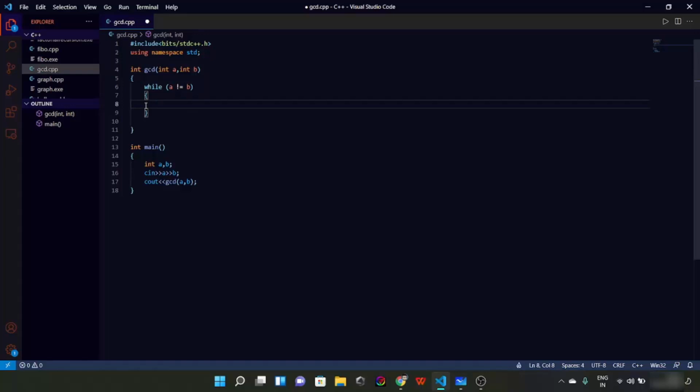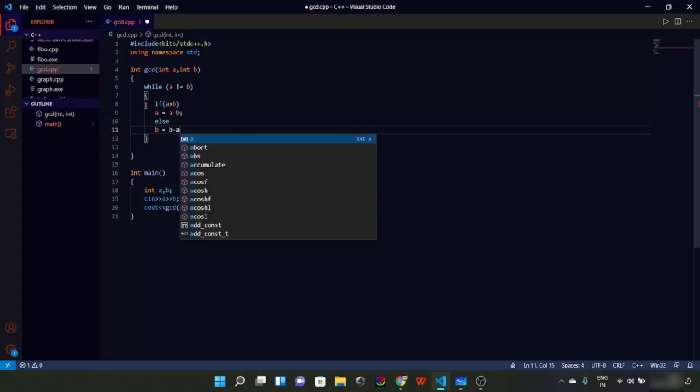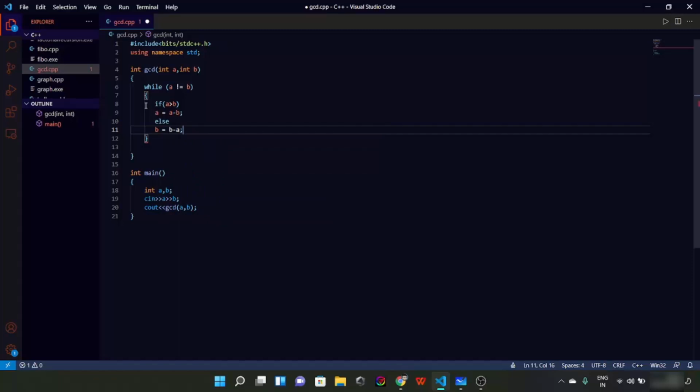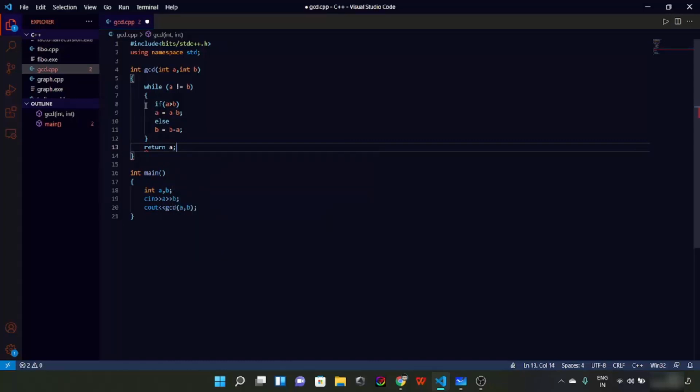Now what we are going to do is we'll check if A is greater than B. Then we are going to subtract B from A, right? Else B would be greater than A. Then we are going to subtract A from B, right? Now we are going to return A. You can also return B because both are going to be the same, right? Hence this would be the code.